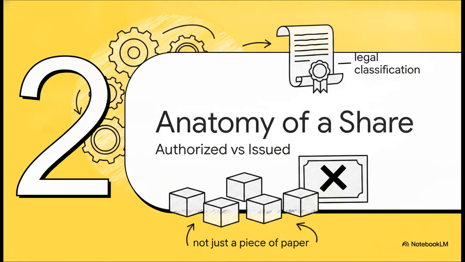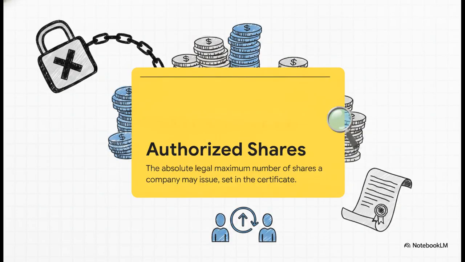Okay, let's move on to Section 2, anatomy of a share. First up, we've got authorized shares. This is the absolute hard legal maximum number of shares a company is allowed to issue, and it is strictly hard-coded into the certificate of incorporation. Meaning, if a company hits this ceiling, they can't just magically decide to print more shares on a whim. No way. To raise that ceiling, they absolutely have to go through a formal shareholder vote to amend the certificate first.